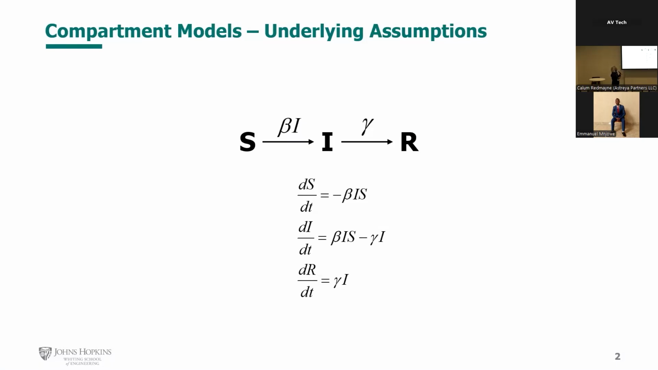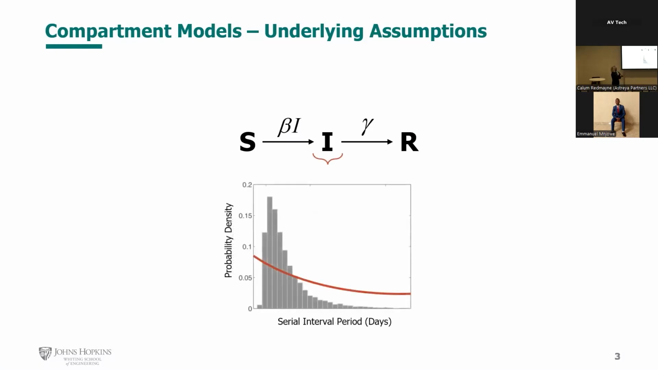But if we take a stochastic analog of this and we stick to the fact that this is a constant rate, then the assumption we're making is that the waiting time in that I state would be exponentially distributed, as seen by this red line over here. And that's usually very mathematically convenient, but the problem is it's not really realistic. There's some data on serial interval period here that we could probably use, with some assumptions obviously, to characterize the I waiting time.